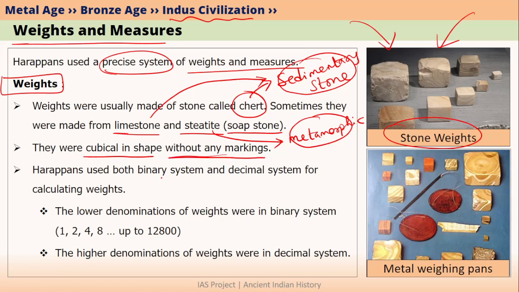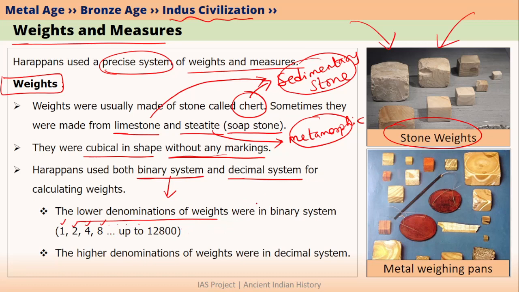Harappans measured the weights both in binary system as well as decimal system. They used binary system mainly for the lower denominations of weights. It means that for measuring weight of small objects, they used binary system. We do not know what was the unit of weight in Harappan times. However, we have found small weight stones from Harappan sites in this ratio: 1, 2, 4, 8, 16, 32, 64 and 128. So this is how they measured the weight of small objects.